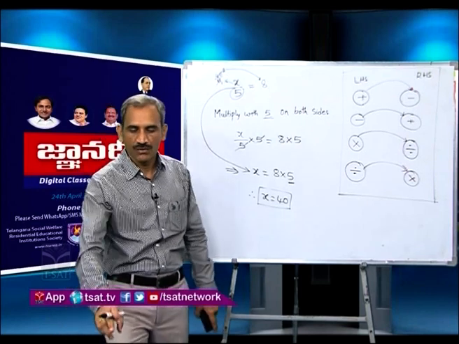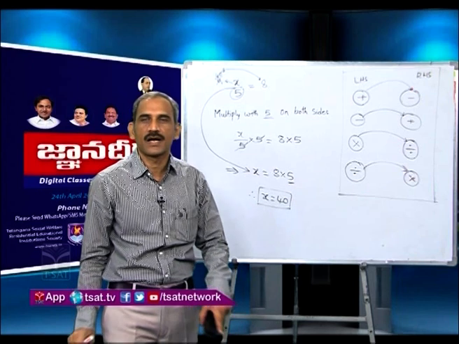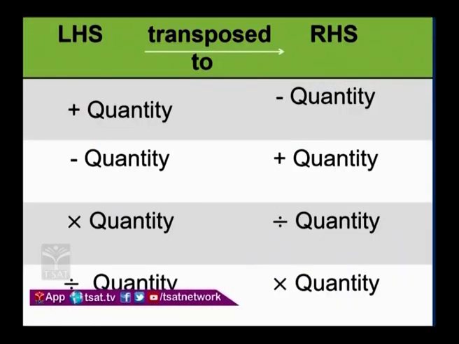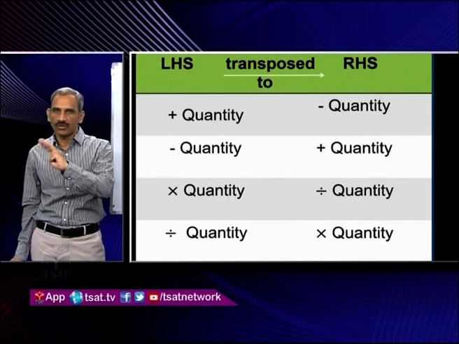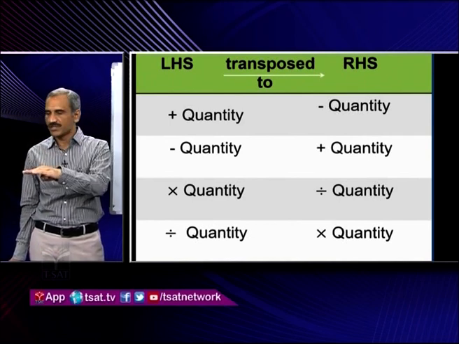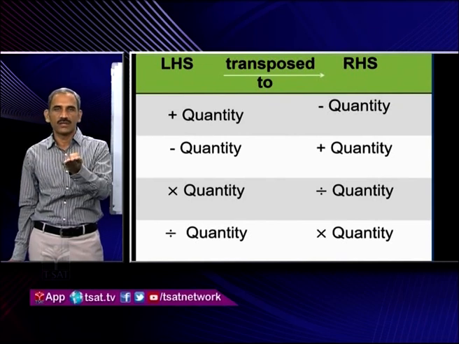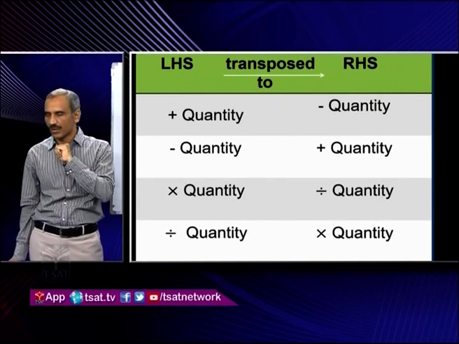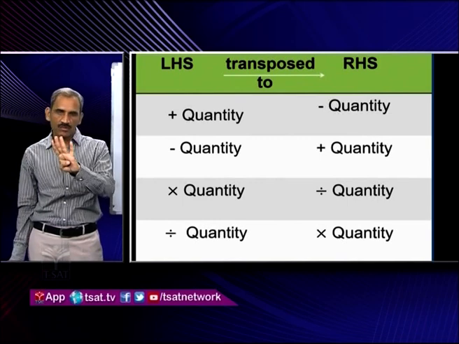Am I right? So, if you look at the table here in the slide, when a positive quantity is transposed to RHS, it will become a negative quantity, a negative quantity becomes a positive quantity, a multiplication quantity will become a division quantity, and a division quantity will become a multiplicative quantity. Right? Am I right? Now, you got a clear idea?